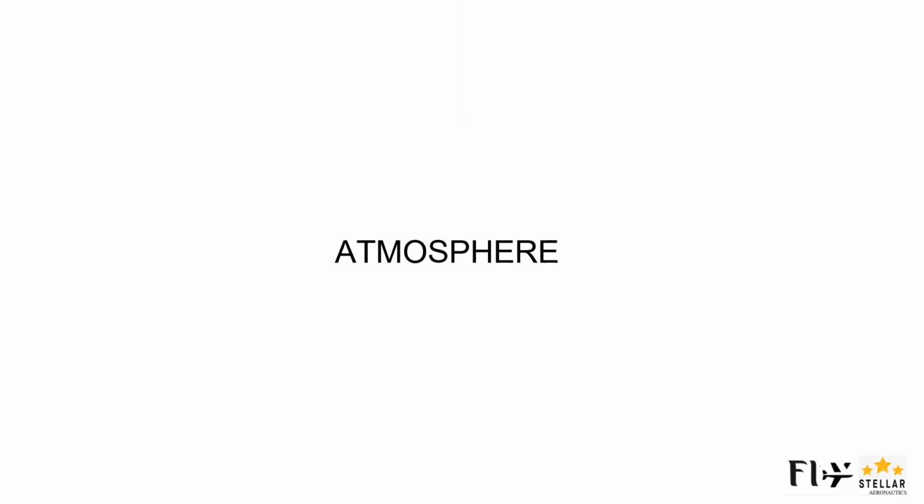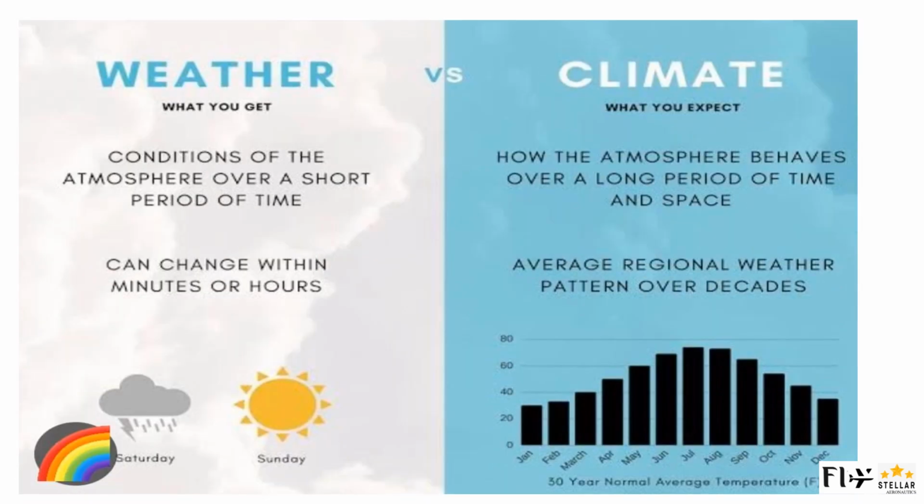So today we will be discussing about atmosphere. Before we take a look at what is atmosphere, let's understand the basic difference between weather and climate. Weather is what you get, whereas climate is what you expect. Weather is the conditions of the atmosphere over a short period of time, whereas climate is how the atmosphere behaves over a long period of time and space.